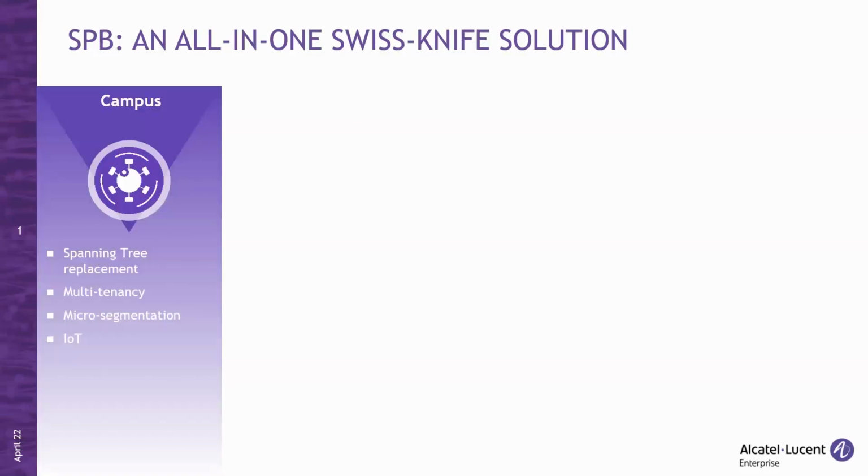You can use it in the campus, and in fact, SPB was first conceived as a replacement for spanning tree. Spanning tree is an ancient protocol designed to prevent loops. However, it can be a real source of headaches because spanning tree misconfigurations or errors can result in a complete network meltdown. On top of that, spanning tree is very inefficient and wastes network capacity, resulting in poor performance. SPB came to fix all that with a modern and robust network protocol that makes networks stable and performant.